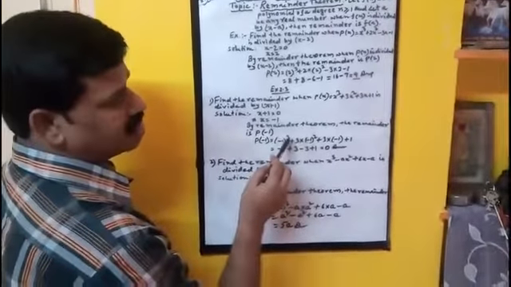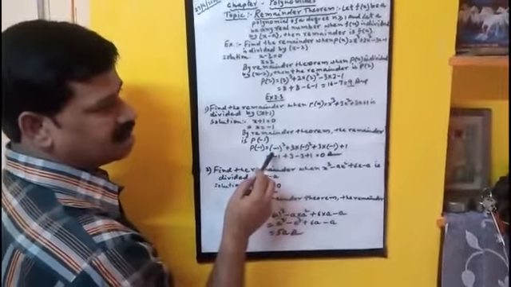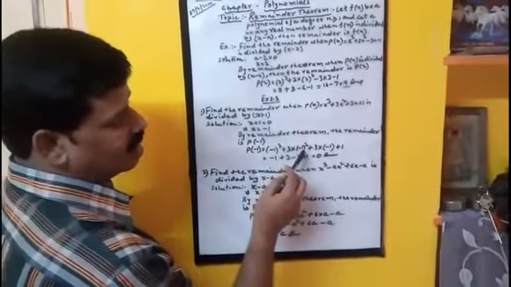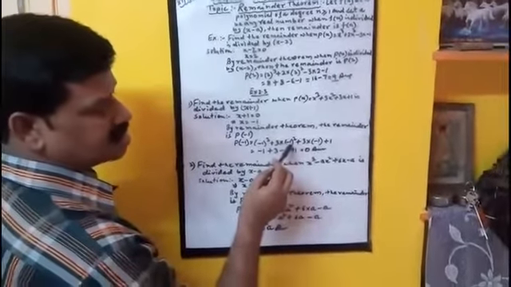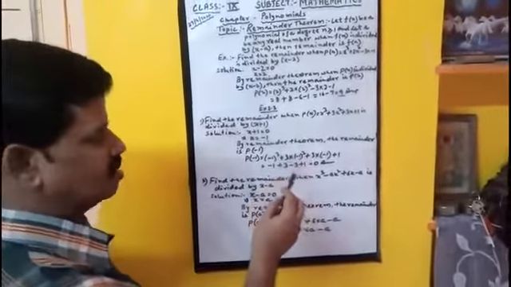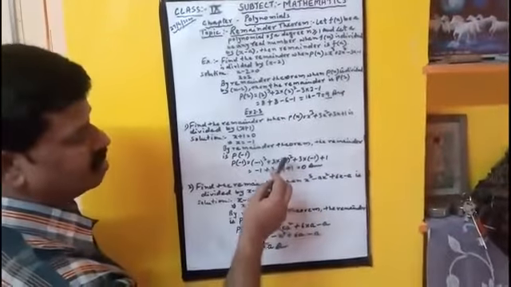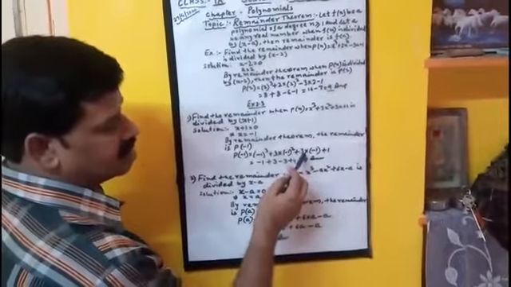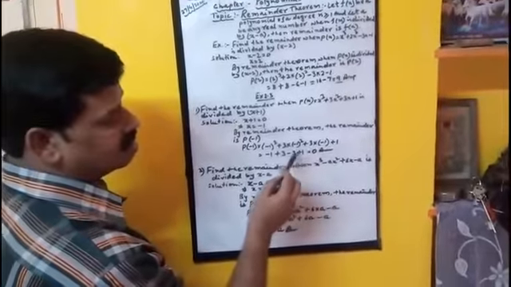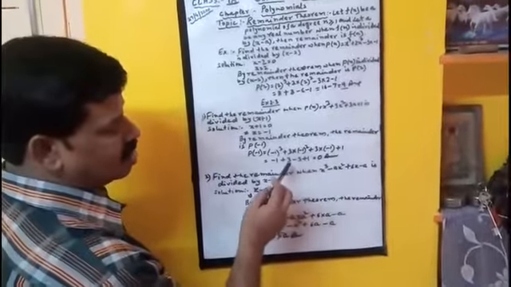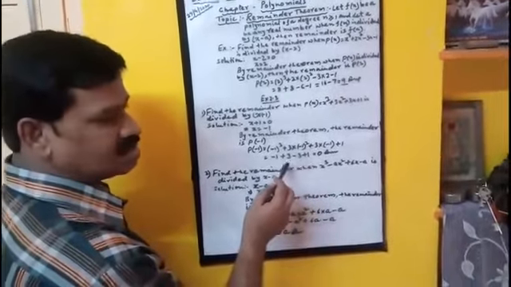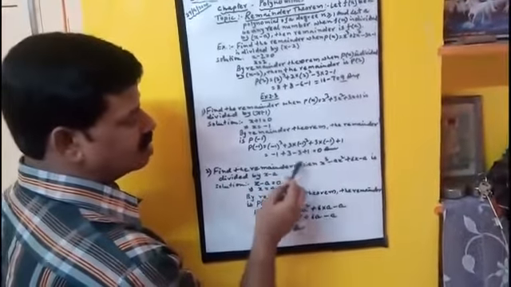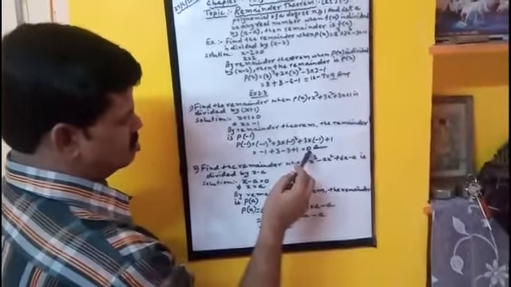Minus 1 to the power 3, that means you multiply minus 1 three times, which gives you minus 1. Here minus 1 to the power 2, that means you multiply minus 1 two times, it gives you plus 1. Multiply with 3, that becomes plus 3. Multiply 3 with minus 1, which gives you minus 3, and plus 1. So plus 3 minus 3 becomes 0. Plus 1 minus 1 becomes 0. So here the remainder is 0.